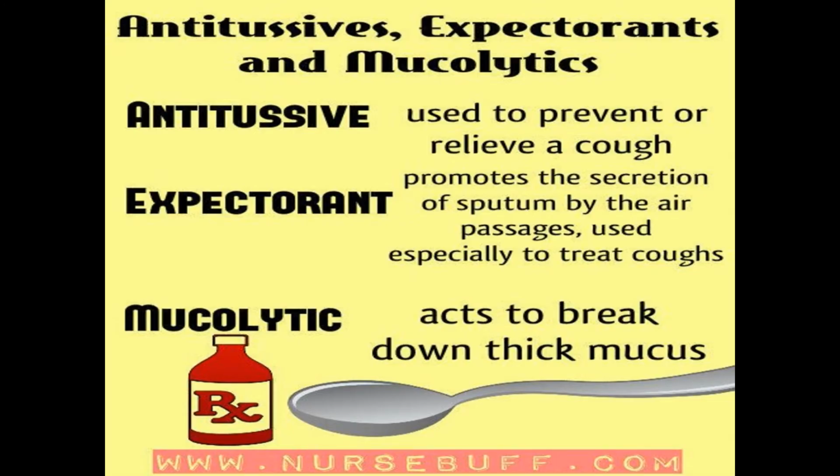So the definitions of antitussive, expectorant, and mucolytic. Antitussive is used to prevent coughing. Expectorant promotes coughing and gets that sputum to move around and get out of there. And then a mucolytic actually breaks down really thick mucus so that you can cough it up and get it out of your respiratory tract.